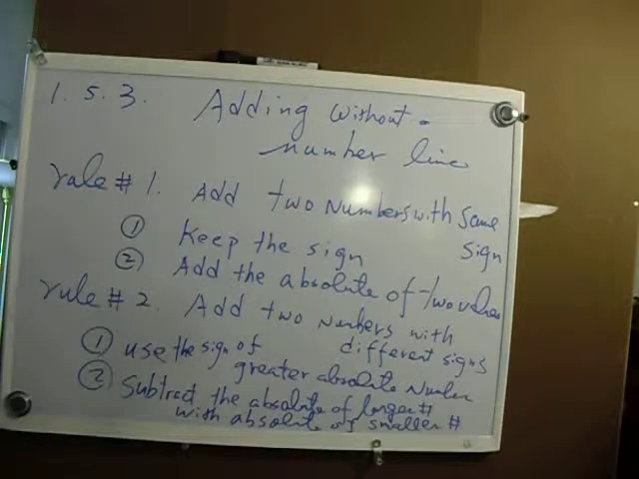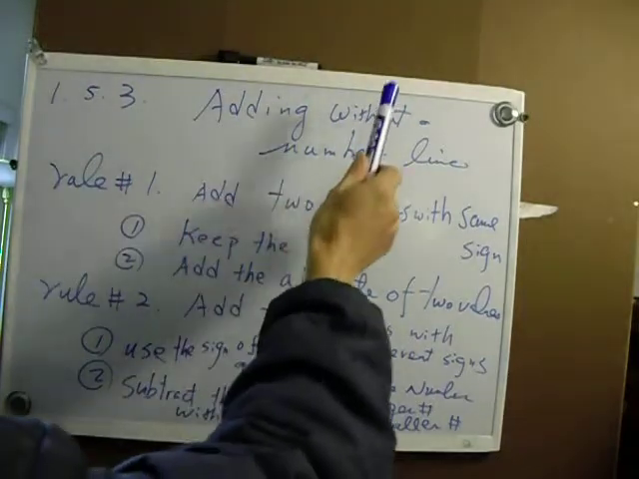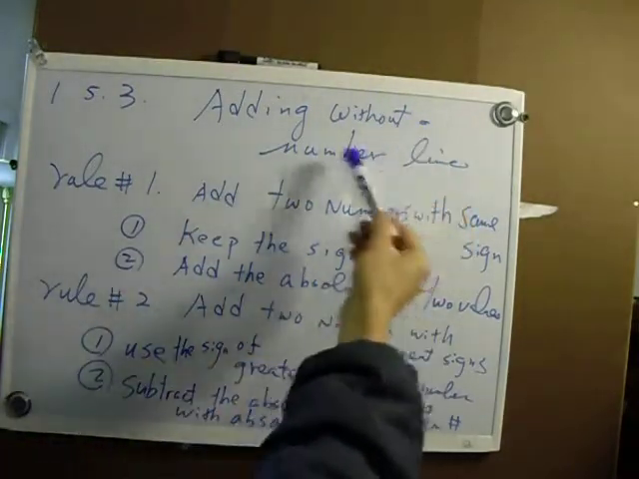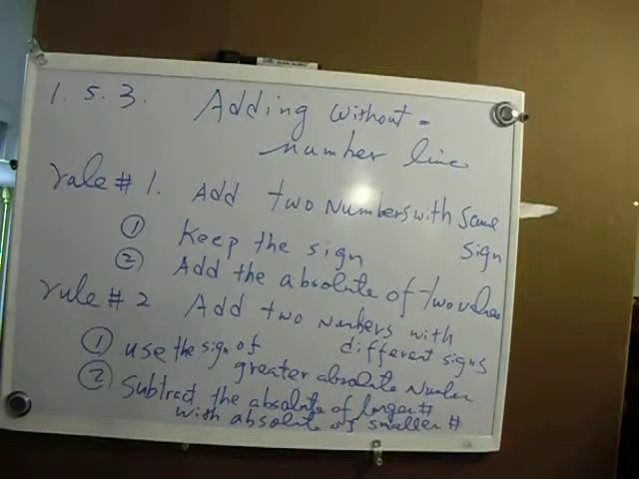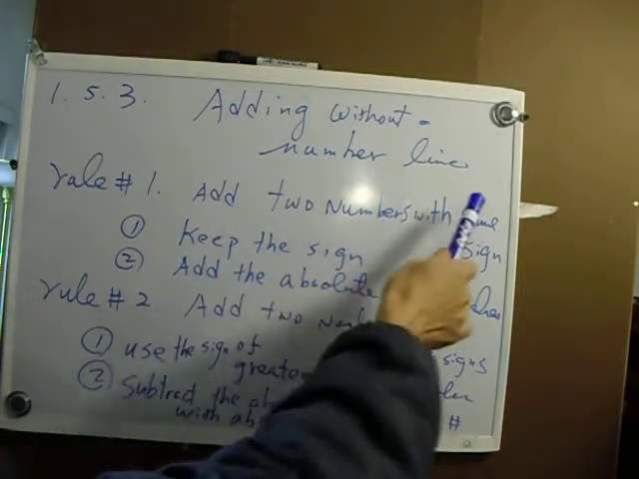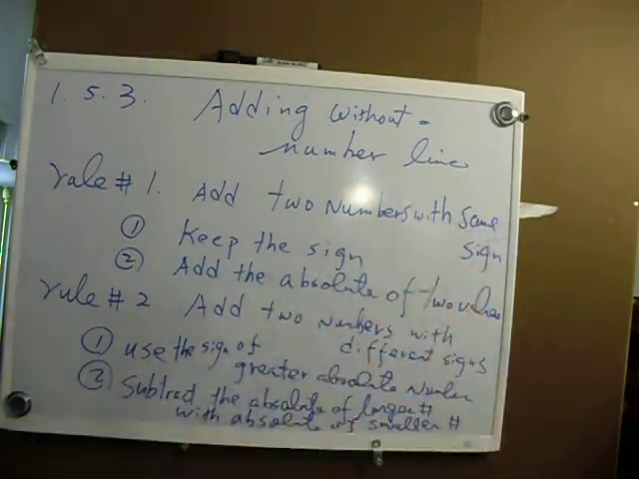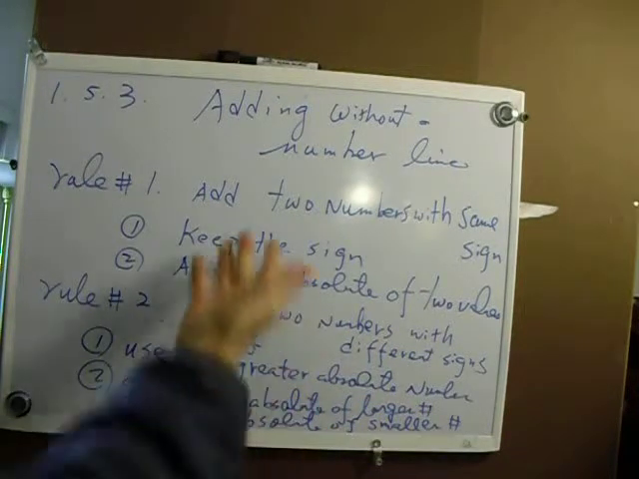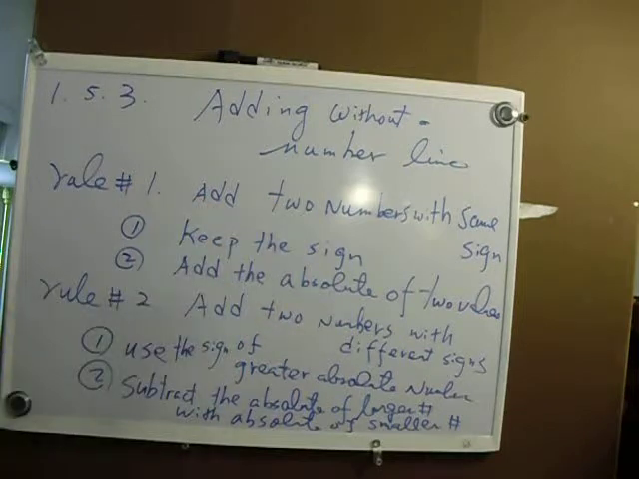In section 153, we're adding two numbers without using a number line. So we are using our addition rules. We have rule number one and rule number two: adding two numbers with the same sign, and adding two numbers with different signs. First of all, let's look at adding two numbers with the same sign.